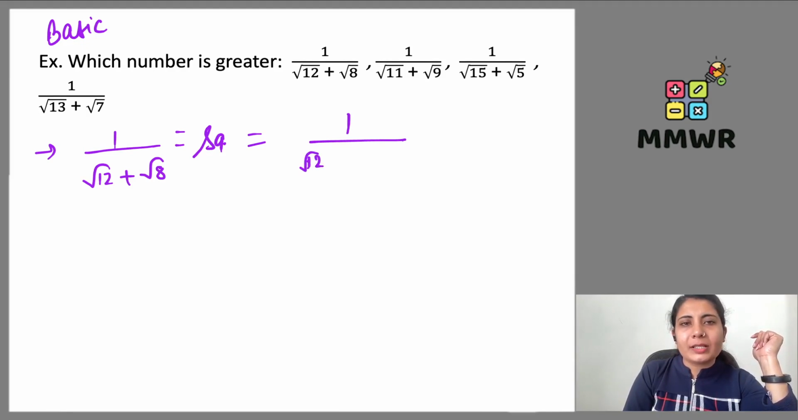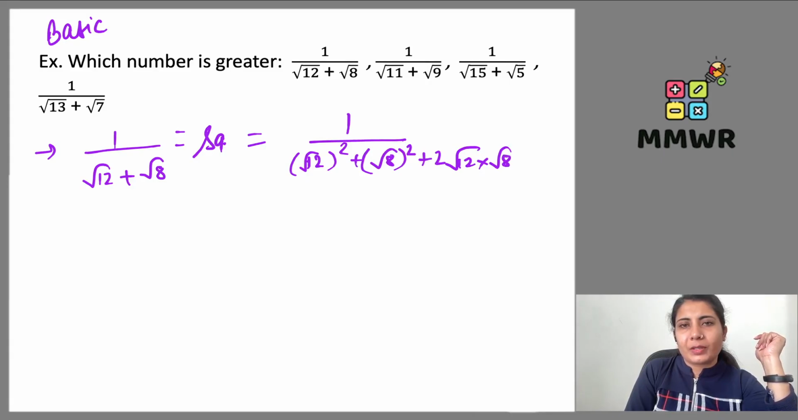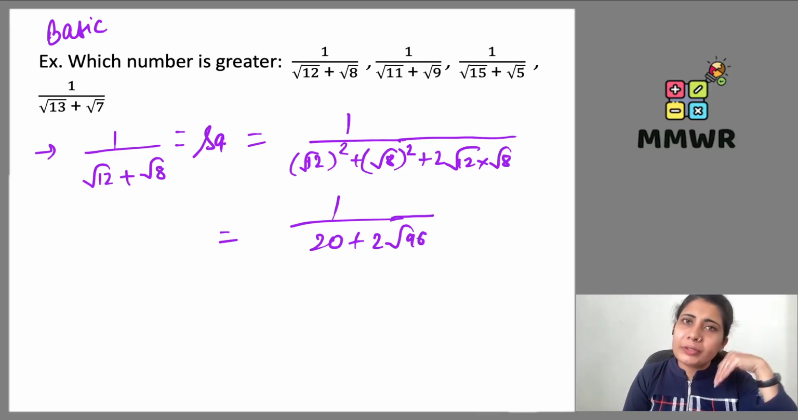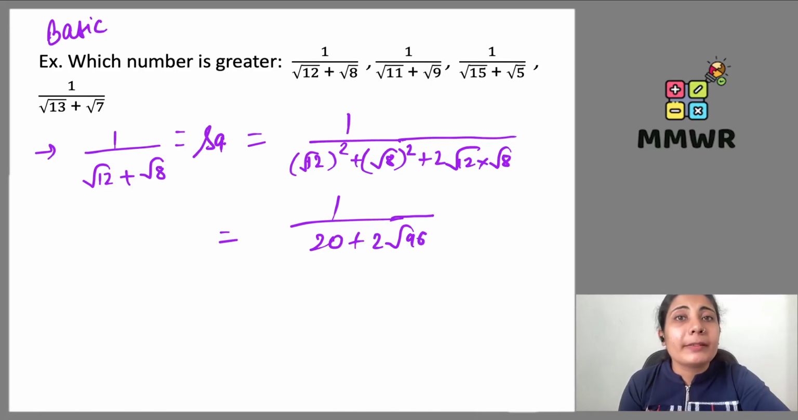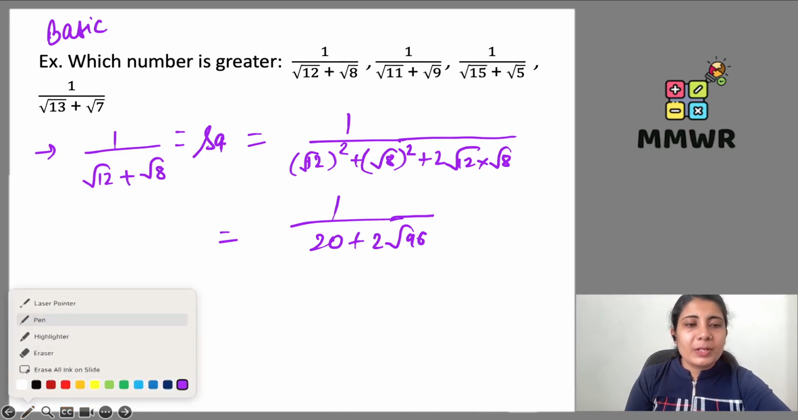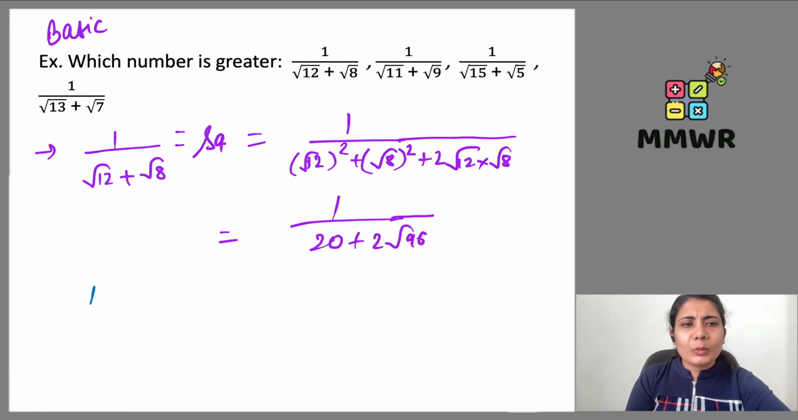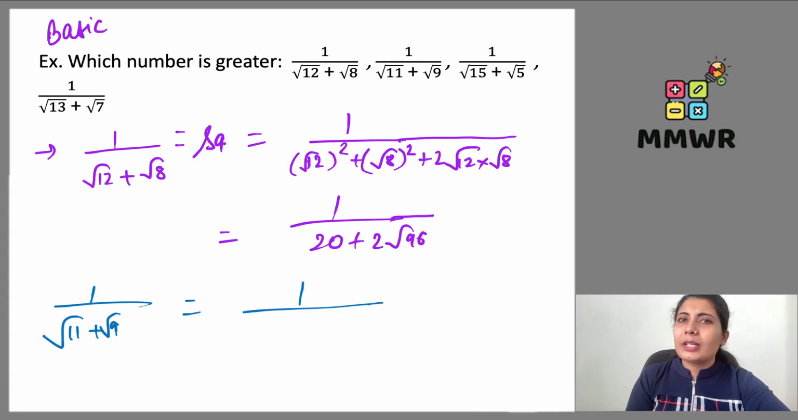So let's rewrite it. Root 12 square plus root 8 square plus 2 root 12 multiply root 8. So this gives me 1 upon 20 plus 2 root 96. So we can observe here also 20 plus 2 will be common everywhere. When I simplify the second part, 1 upon root 11 plus root 9, this also gives me root 11 square plus root 9 square, which is 20 plus 2 root 99.